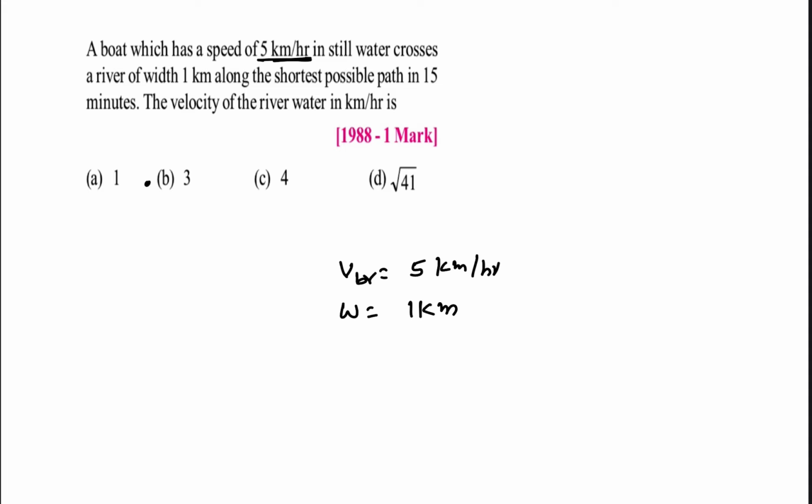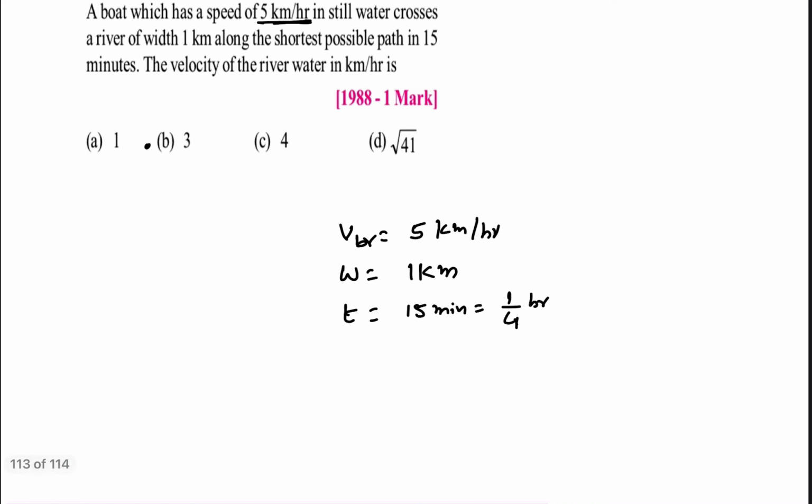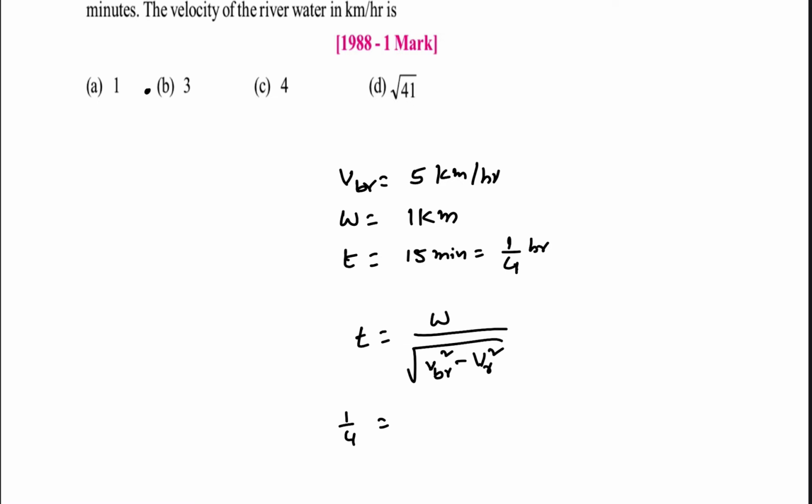Similarly, you can see the width is given, 1 kilometer. Next, time taken T is given, 15 minutes. 15 minutes is nothing but you can write it as 1 by 4 hour. Okay, now the velocity of river is equal to how much? They have given that it is moving along the shortest possible path. Whenever it is moving along the shortest possible path, we have relations between the velocity of river and time. Now we can write T is equal to W divided by the under root of VBR square minus VR square.